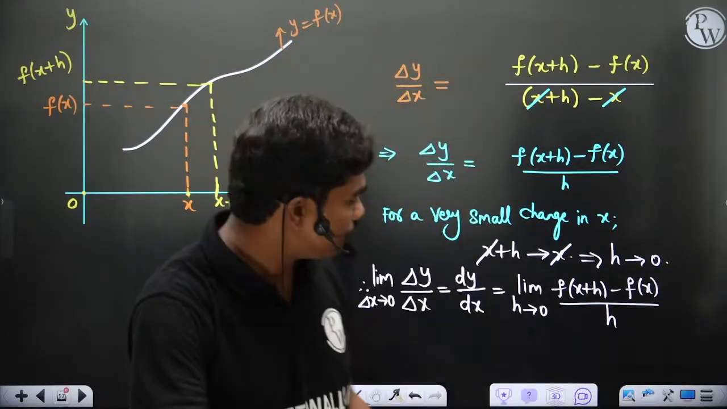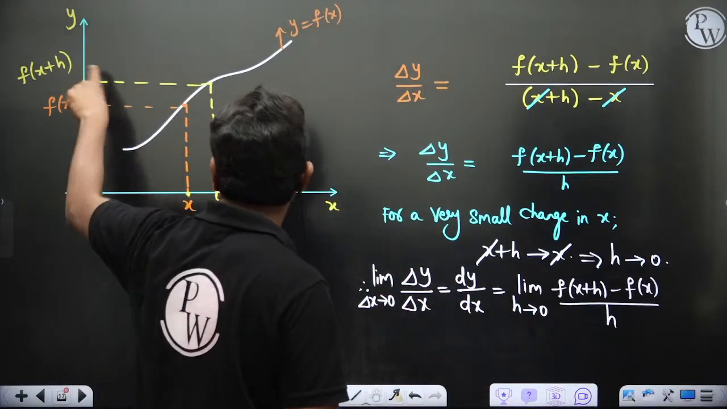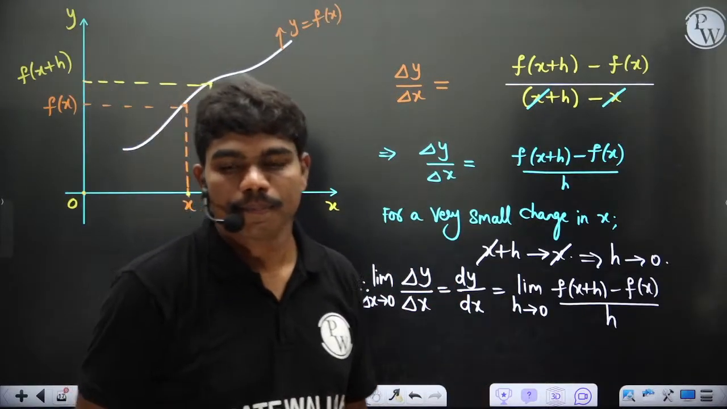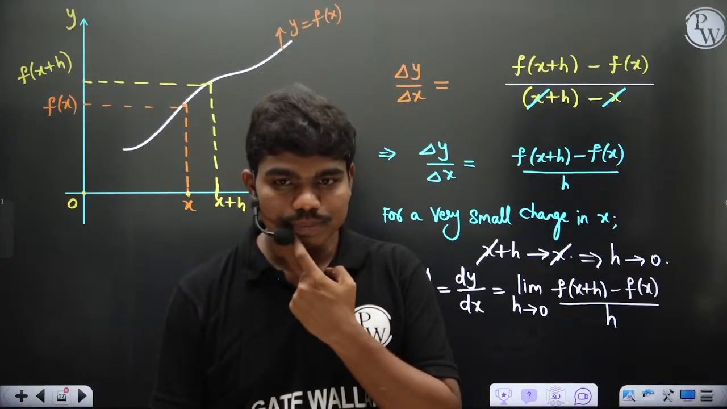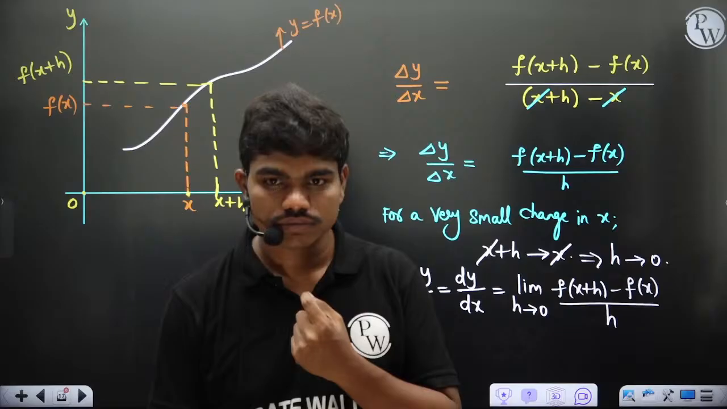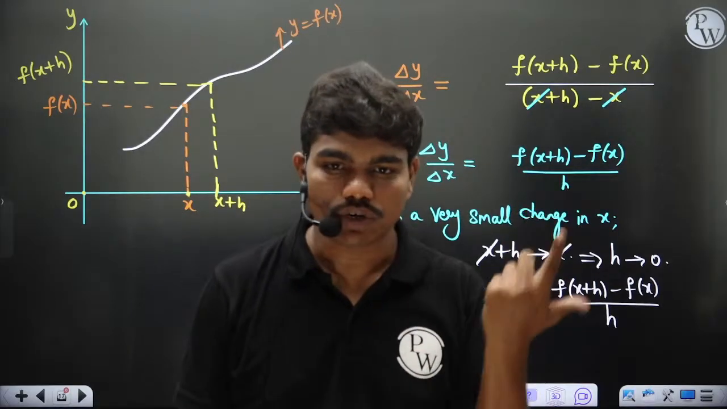Is this clear to all of you? Did you understand how we achieved this first principle of differentiation? Because ultimately that's the fact: if x is changing, what is the change in y? Now one important point. This limit is basically putting h instead of dx. That's what it is.